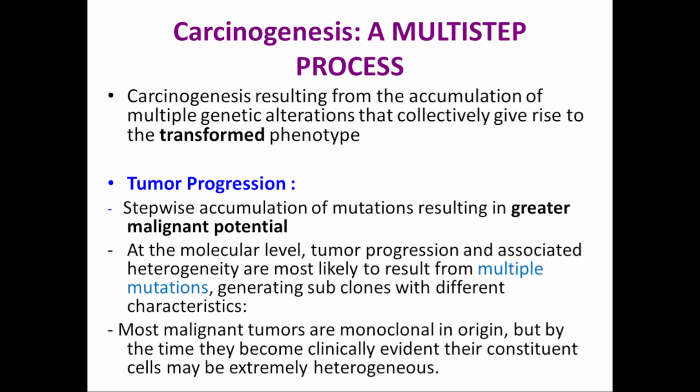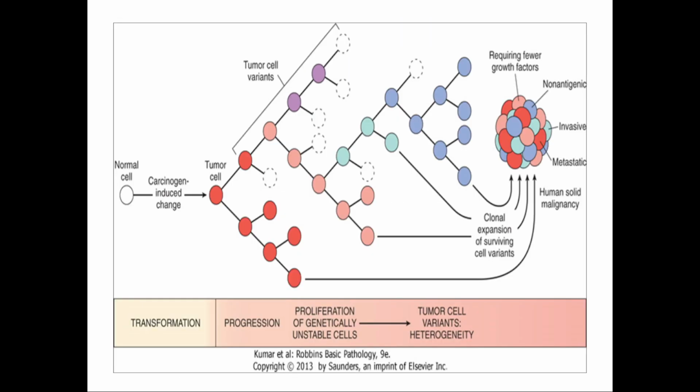Most malignant tumors are monoclonal in origin, but by the time they become clinically evident, their constituents may be extremely heterogeneous, heterogeneous regarding the genetic makeup. This is an illustration. So the hypothesis says, in a single cell, it can clone, and it undergoes a non-lethal DNA damage. ليش مثلا؟ ممكن يكون في عدد environmental factors زي مثلا irradiation, ultraviolet light, وممكن يكون في other carcinogenic factors اللي حكينا عنها. It accumulates again, بصير فيها non-lethal damage and it becomes a tumor cell.